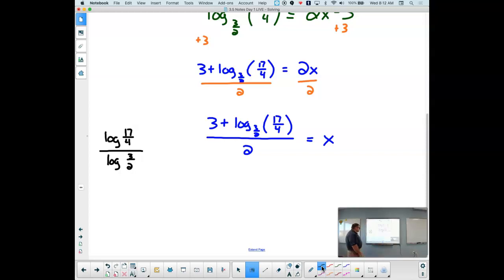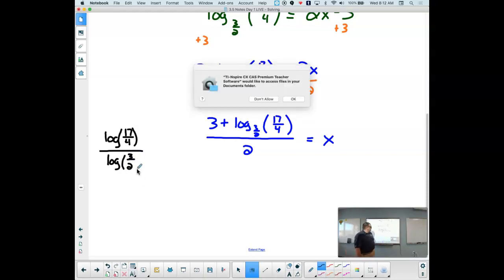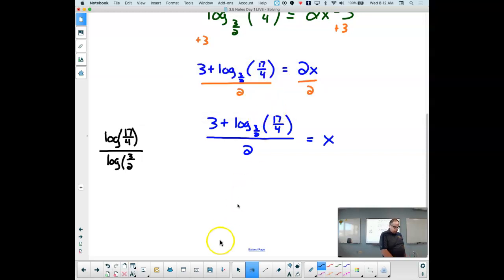Okay. So we could do that, and we would make sure that we put both of those in parentheses. Okay? Teacher software would like to access your files in a document folder. Okie dokie. I don't know why it needed to do that, but okie dokie. Okay. And then we would add 3 to that, and then we would divide by 2.